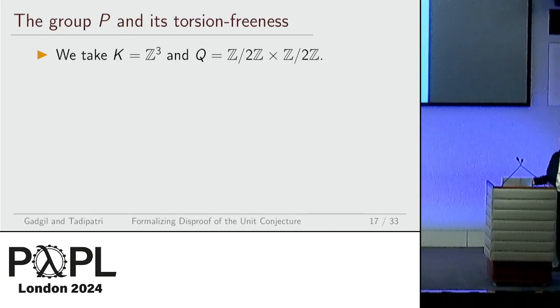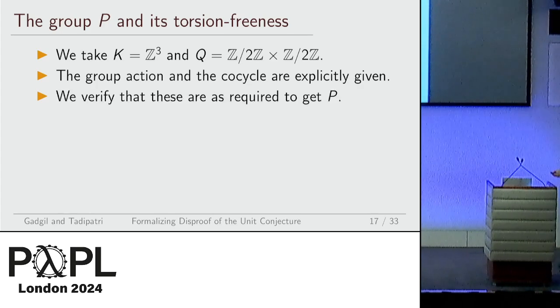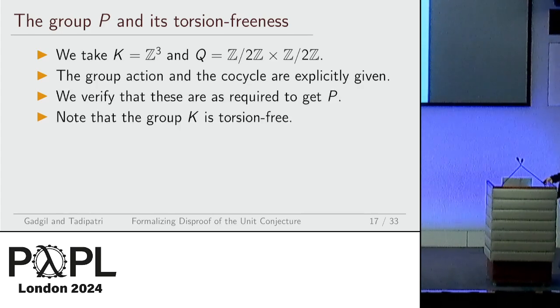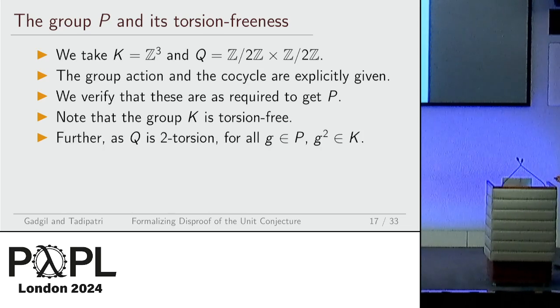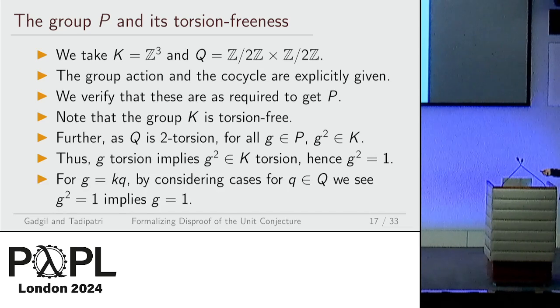How about the concrete group we want, P? We take K is Z3 and Q is Z2 cross Z2. And the group action and co-cycle, Gardam's paper has explicitly, they have been known for a while. And we verify that these are a group action and co-cycle, and we have got P. Now we want to show also this is torsion free. Note that K itself is torsion free, that's pretty trivial. And since Q is 2-torsion, the square of every element is in K. So if I take a torsion element, its square is torsion and is in K, so it must be 1. So all we have to show is that if an element's square is 1, then the element itself is 1. We do this by considering cases.